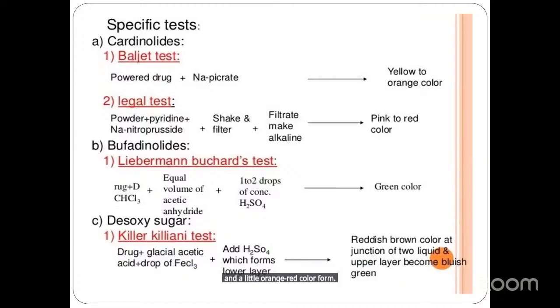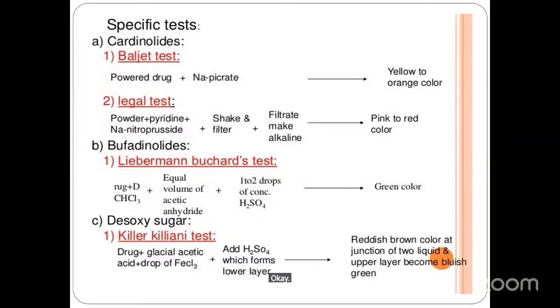Next is the Legal test. In the Legal test, the powder is treated with pyridine plus sodium nitroprusside, you have to shake it and then filter. Whatever filtrate you get, you have to make it alkaline, and you will get a pink to red color. Pink to red color, right? So this is the Baljet and this is the Legal test, right? Baljet and Legal test. Okay.